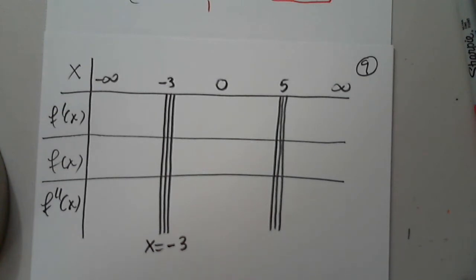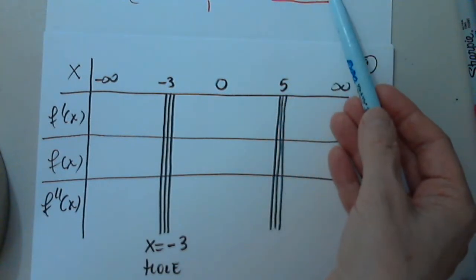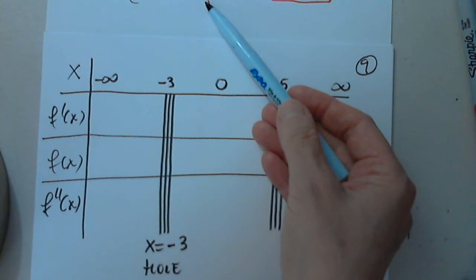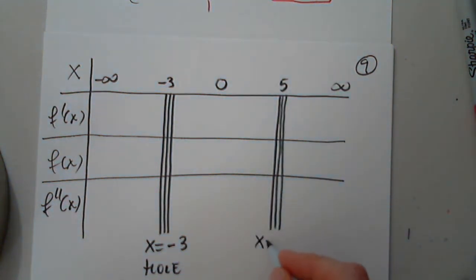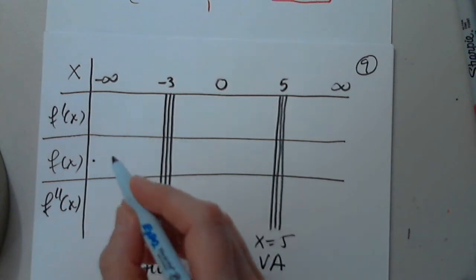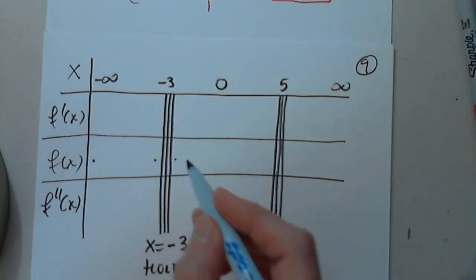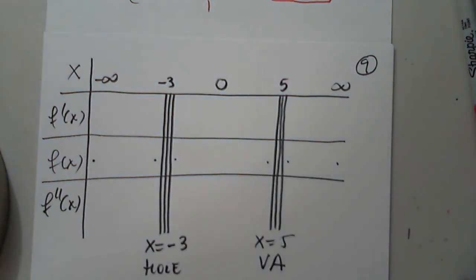So this is a hole because the simplified form of the function no longer contains x plus 3. Obviously, x equals 5 is a remaining factor, so x equals 5 must be a vertical asymptote. Right after I identify this, I have to find the limit here, the limit here, the limit here, the limit here.